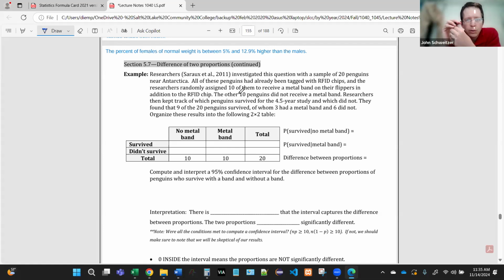This is an interesting study. You can download this paper and read more about it. What they were doing is they were trying to see if their techniques for investigating and observing penguins is actually causing harm to the penguins.